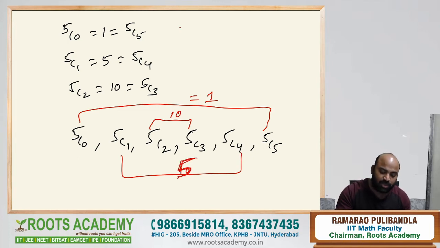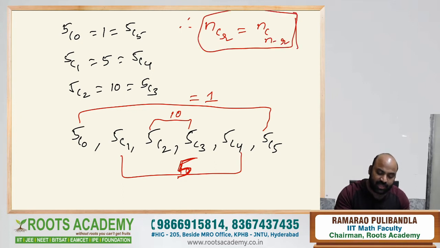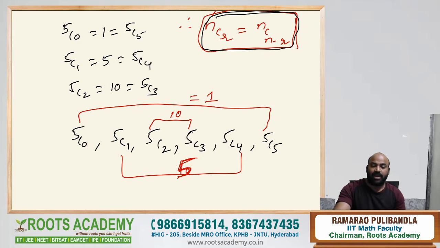So there is a beautiful logic here. nCr is always equal to nC(n minus r). Students, all of you should remember this. nCr is always equal to nC(n minus r). All of you take down this. Now we are going to apply the binomial expansion. All of you take this down. Therefore, we are going to expand that.